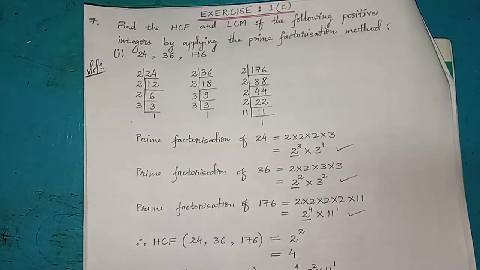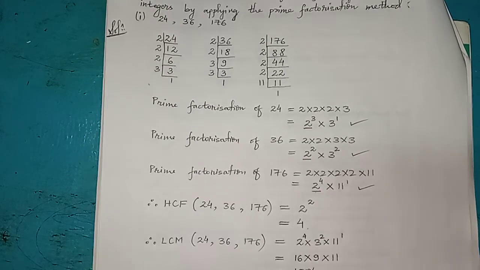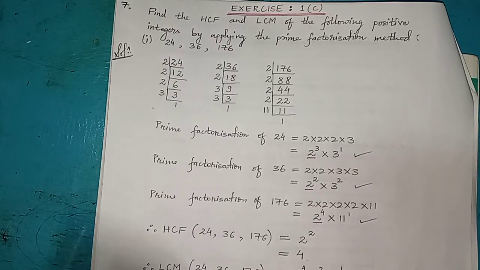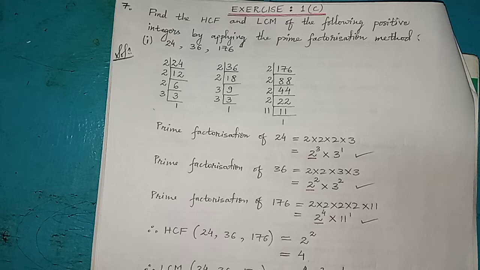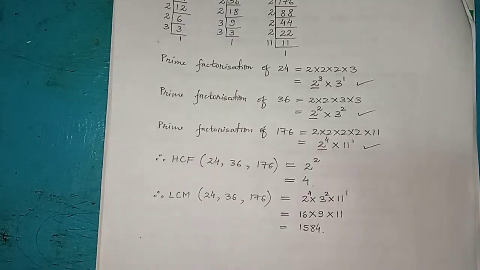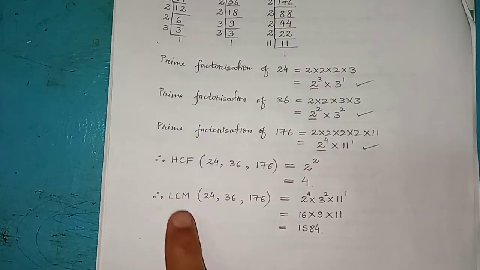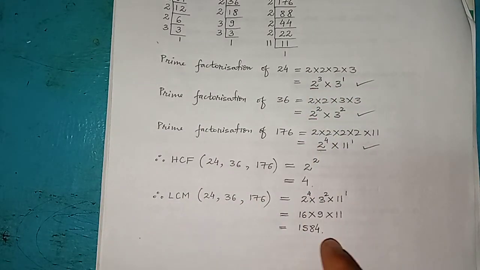But let me quickly remind you, let's review this once again. See, recap. First we do the prime factorization of all the three numbers, then write the prime factorization of these three numbers with the power notation. Then for HCF we write only the common prime factors with the lowest power, and for LCM we write all the prime factors with the highest power, and when we multiply we get the answer.